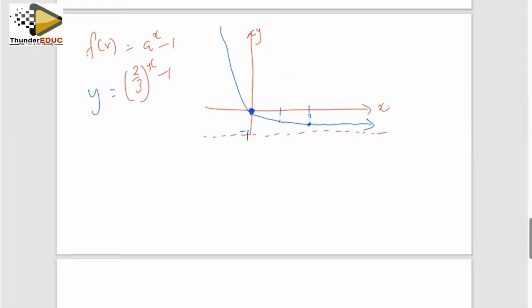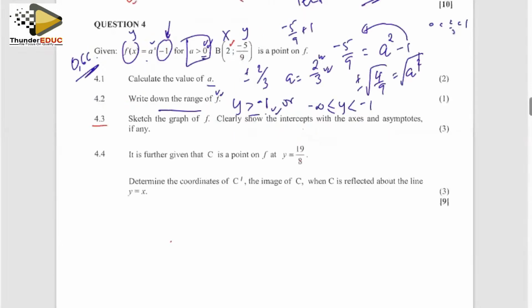So which means our graph should be this sort of format. It must pass through the origin and also move towards the asymptote. It shouldn't touch the asymptote. Now, this is our sketch that we needed. We call that F. Then 4.4, because they needed the asymptotes, they needed the axis. So we have it then. So 1 mark for the asymptote, 1 mark for the axis, 1 mark for the shape.